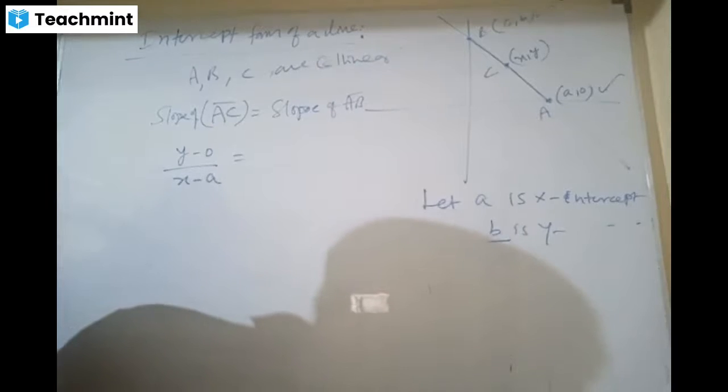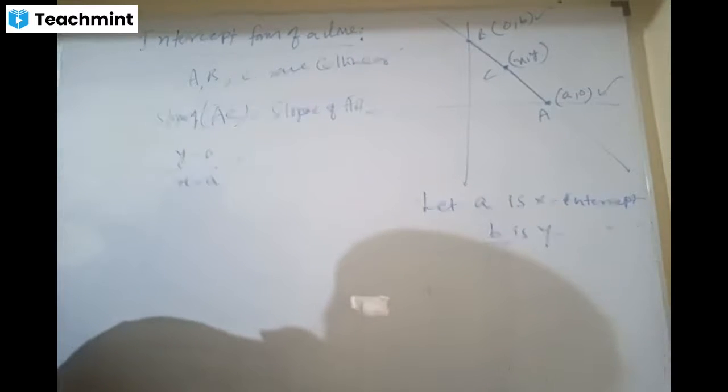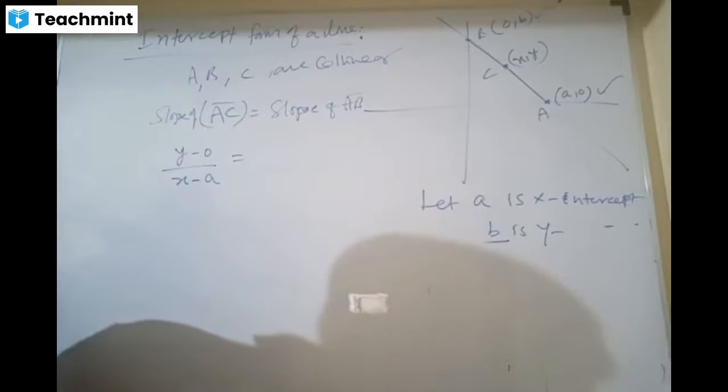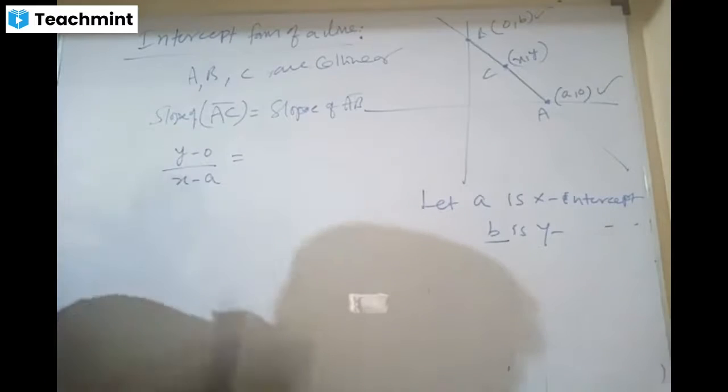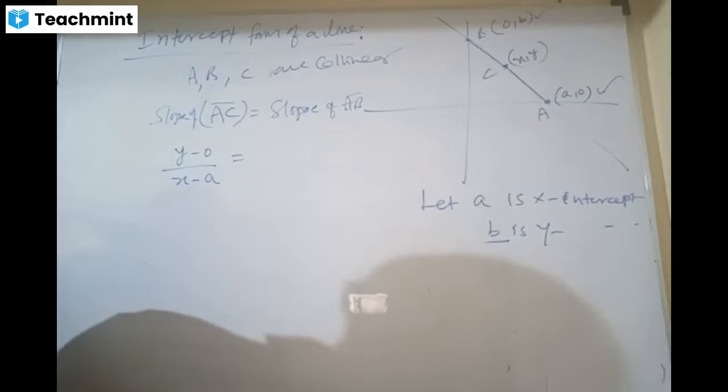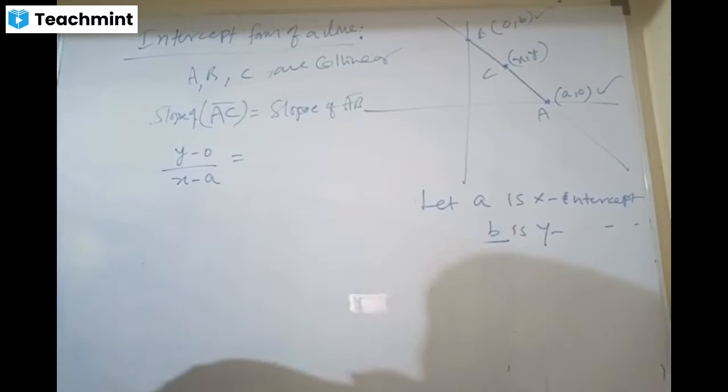Slope of AB, dear. One of you please tell me, fast. A minus B. Yes? Sure. A minus B.